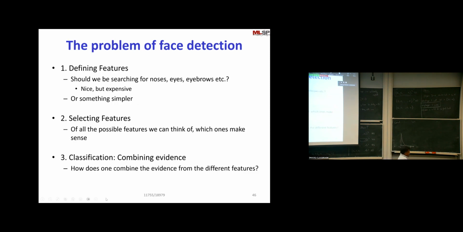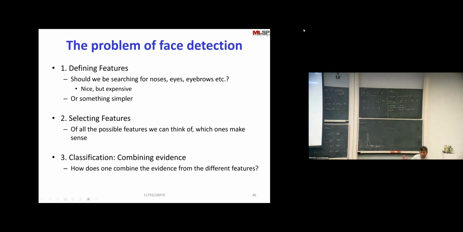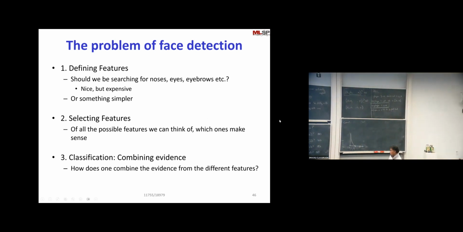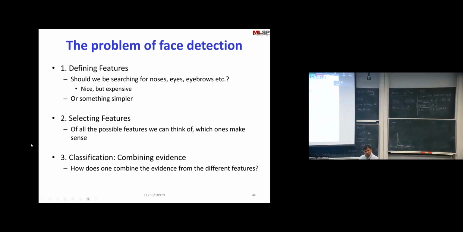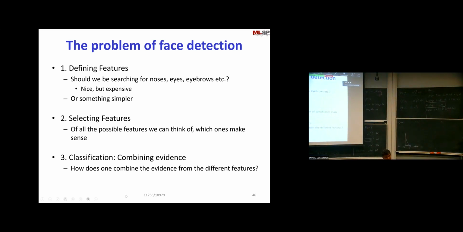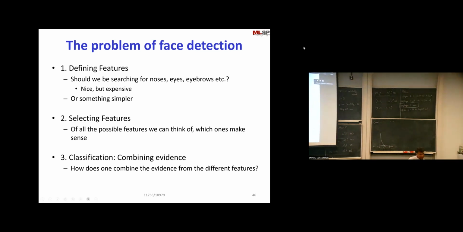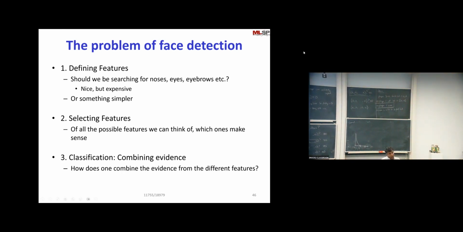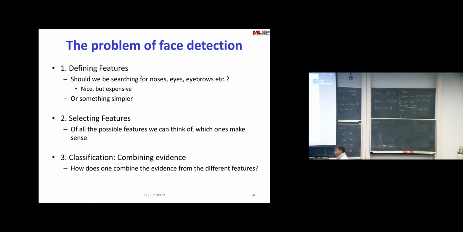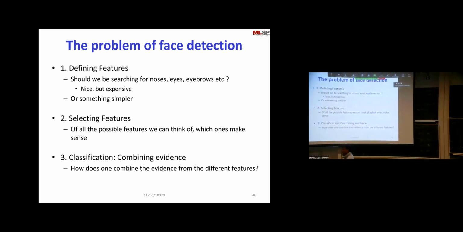So the problem of face detection, how would we go about it? First, we want to define features. Should we be searching for noses, eyes, eyebrows? It's a good idea. It will probably work. That's how things were done in the past. It's very expensive. So expense is an issue, right? Then you can think of millions of features. Which feature do you use? That is also going to be expensive, right? And then the classification is combining evidence. How are you going to combine the evidence? That's the last bit. So I just said we're going to be using AdaBoost with decision stumps. What were the stumps being computed on?